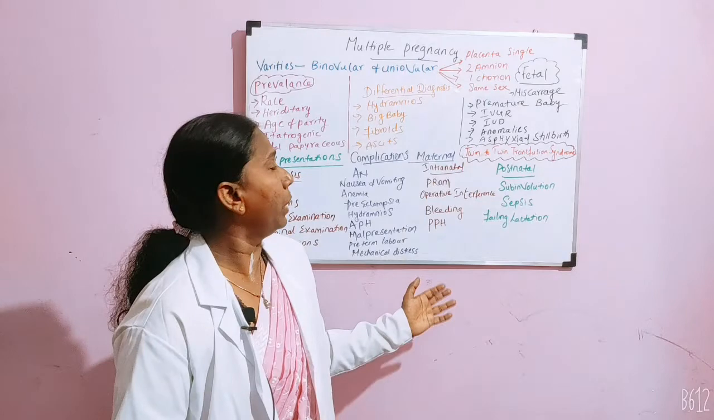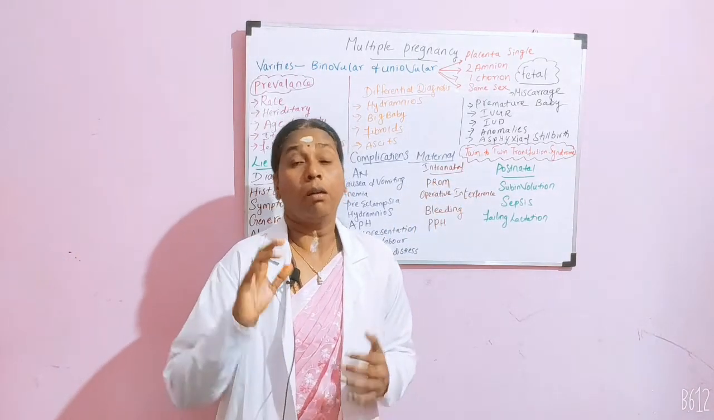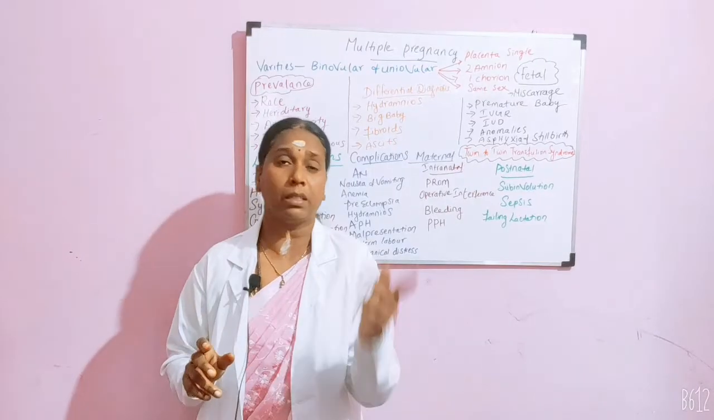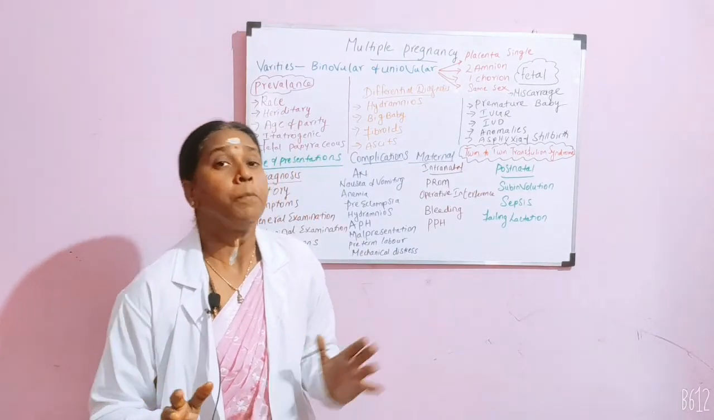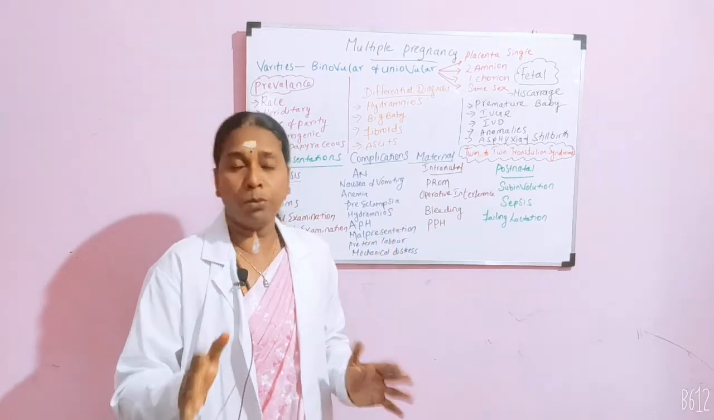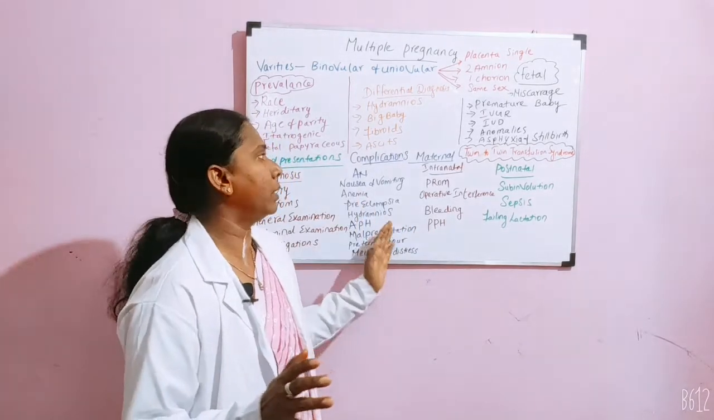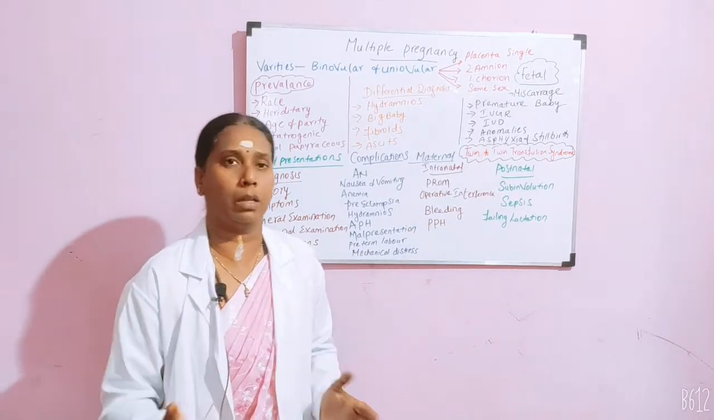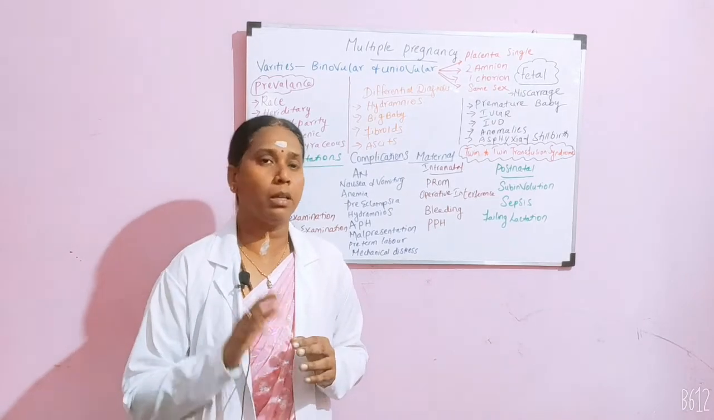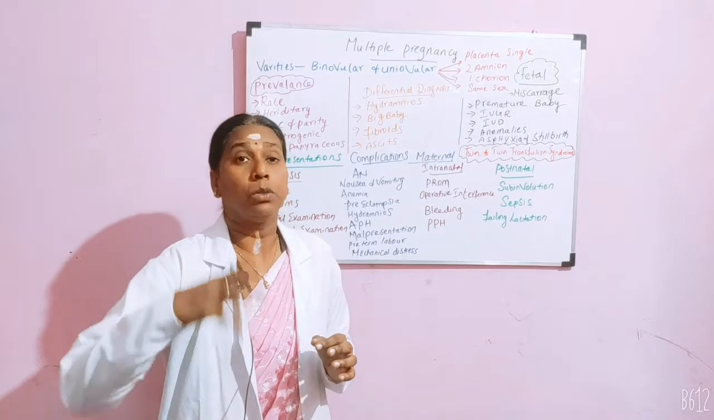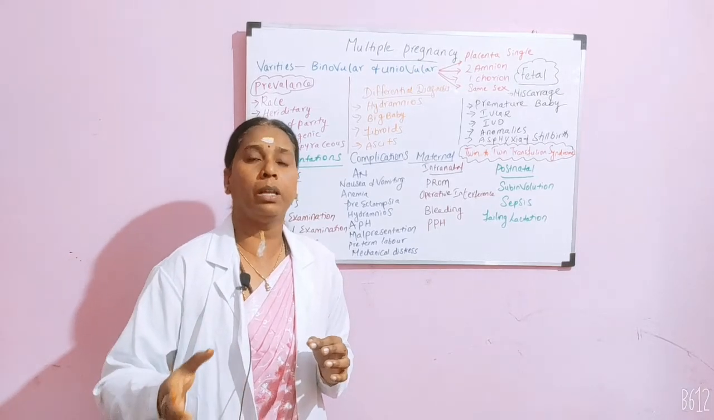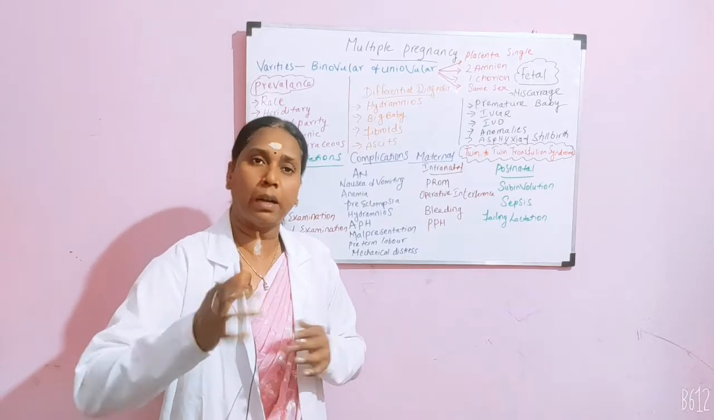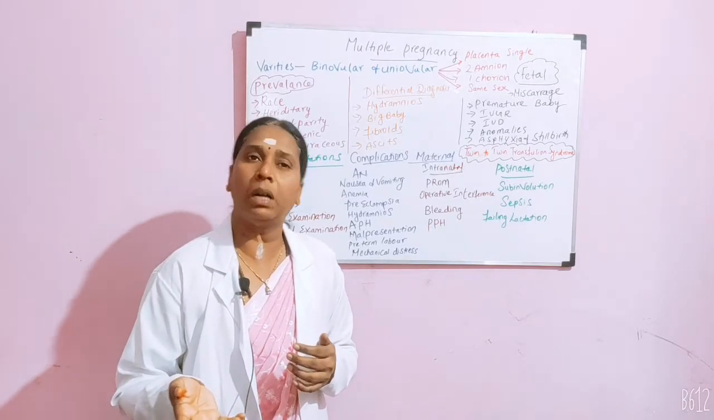Okay, so then we have the complications. As I already said, complications are two: maternal complications and fetal complications. Maternal complications we again divide into antenatal, intranatal and postnatal complications. So what are the antenatal complications? See, already we said the mother is going to have a terrific period. The physiological changes during pregnancy are going to get multiplied, doubled and tripled, when there is a multiple pregnancy.